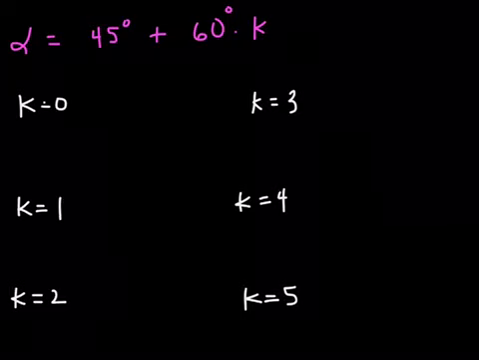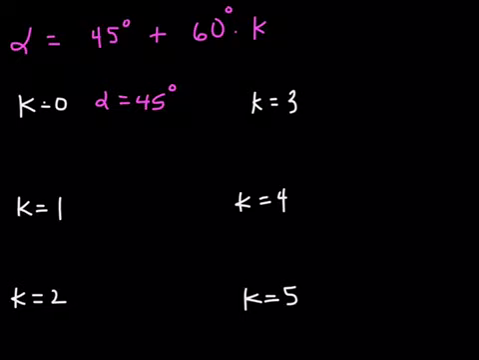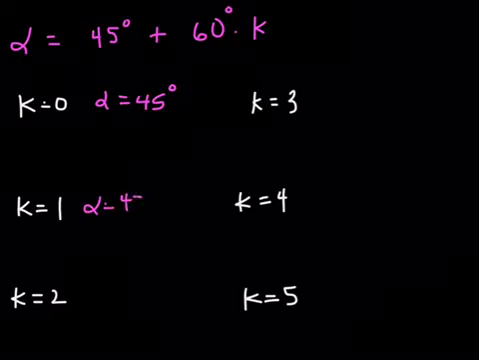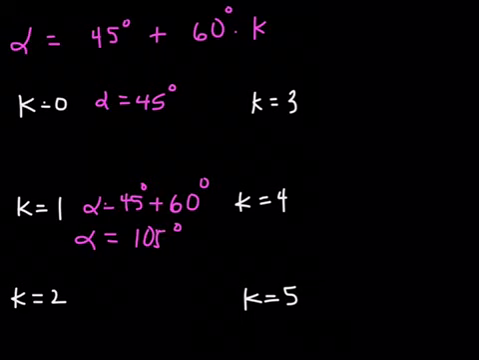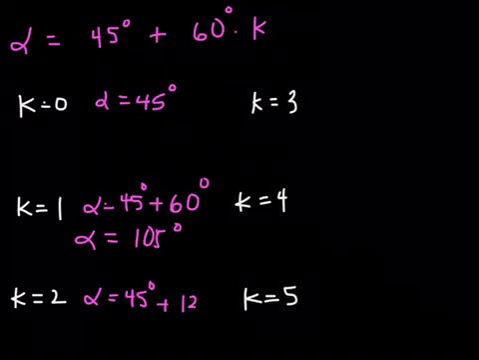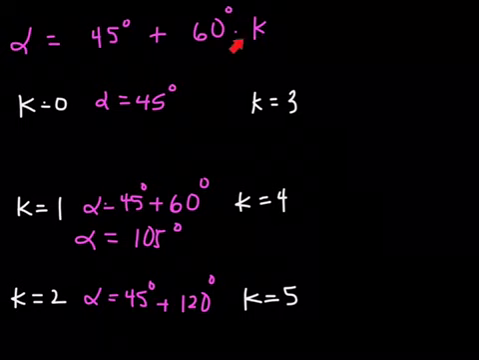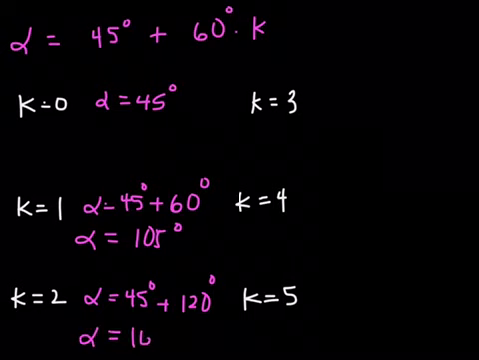All right, let's do it. When k is 0, now keep in mind we're plugging in these k values right here, alpha is 45 degrees. When k is 1, alpha is 45 degrees plus 60 degrees, which is 105 degrees. When k is 2, alpha is 45 degrees plus 120 degrees. I want to be clear, I got 120 degrees because I let k be 2: 60 degrees times 2 is 120 degrees. So then alpha is 165 degrees.